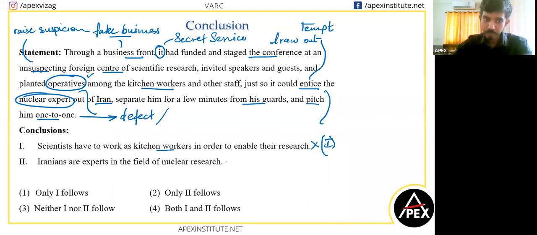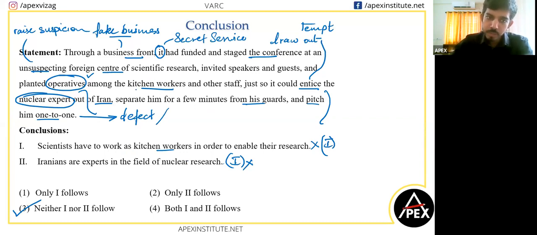That is not told. So Iranians are experts in the field of nuclear research is too far a conclusion to go, right? We just know there is one expert, that's it. And we don't know how good he is. That is not told. So this is also invalid. Answer here becomes 3, neither 1 nor 2. Yeah. So some doubts on planted operatives among kitchen workers.